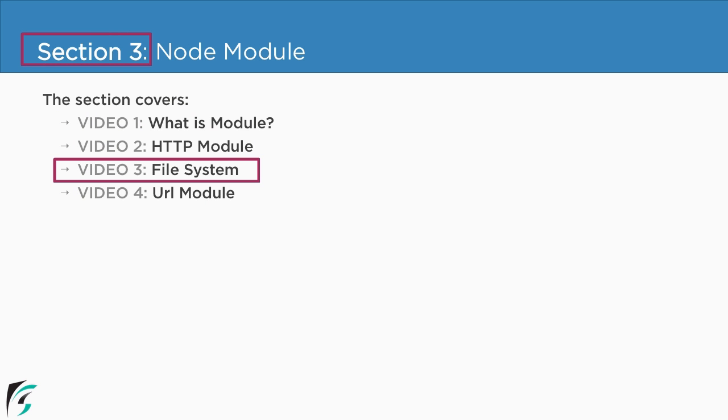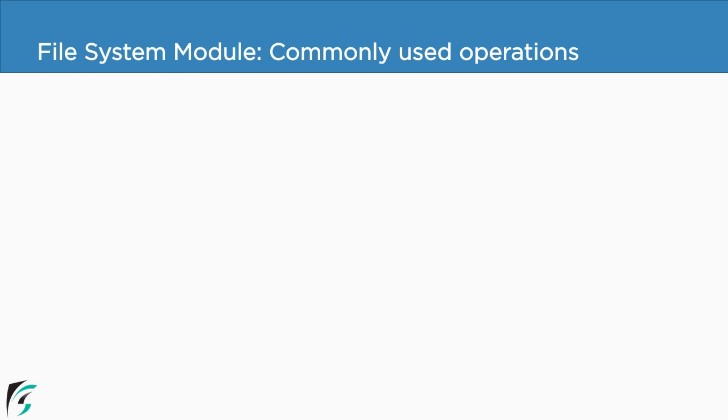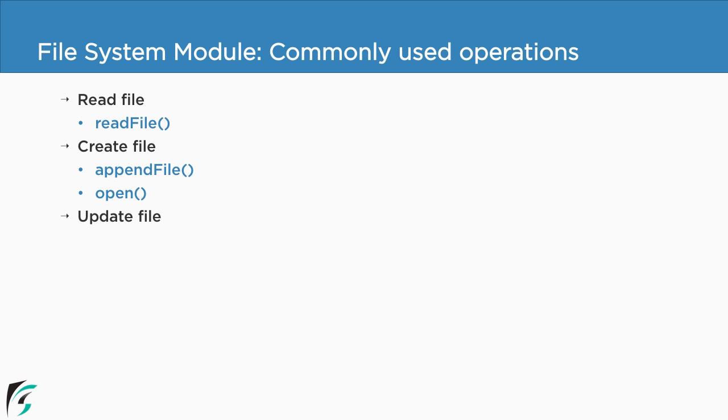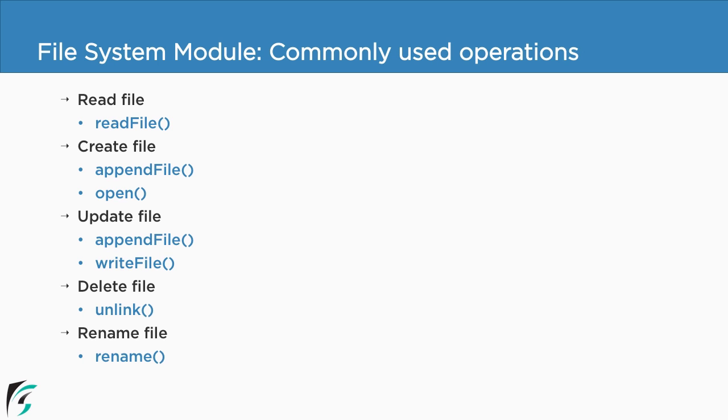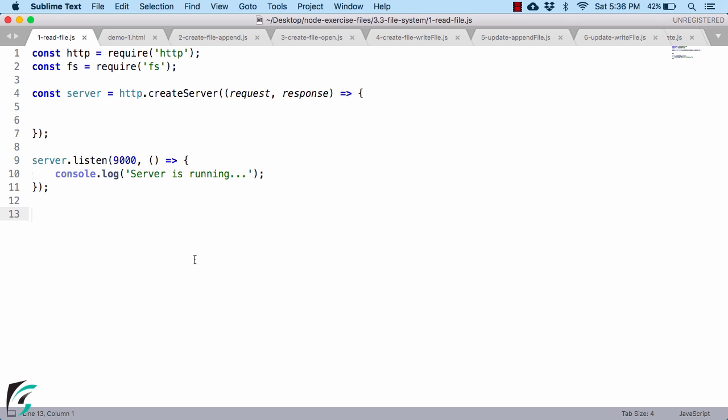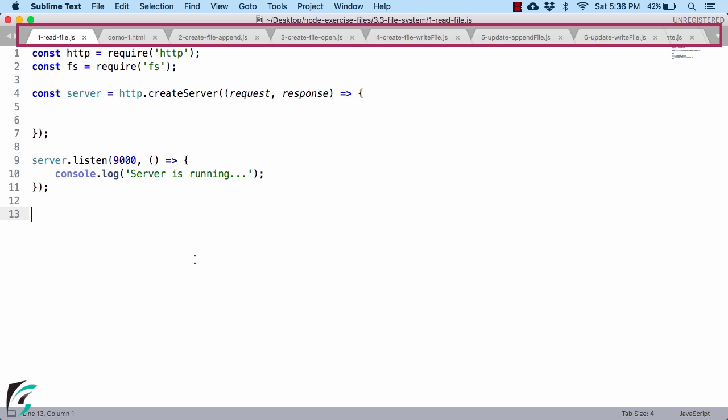Currently we are in section 3 and we are about to check out the third video of this section. In just one video we will cover how to read a file, how to create a file, how to update a file, delete a file, and even rename the file. Now these texts written in blue are basically the functions that help to perform these operations. Let us start with reading a file by using the read file function. Before you start, make sure you download all of these files.